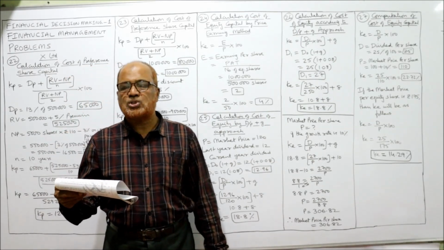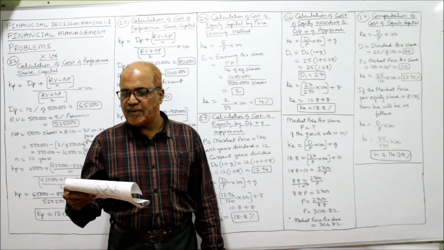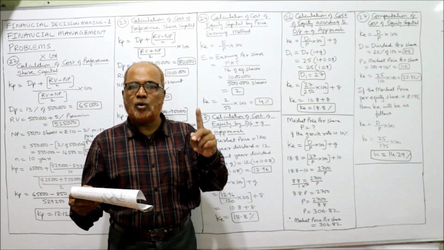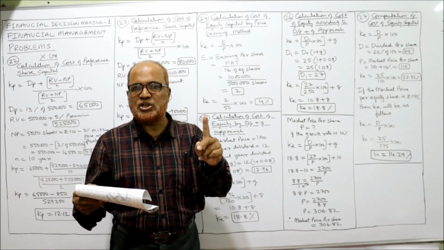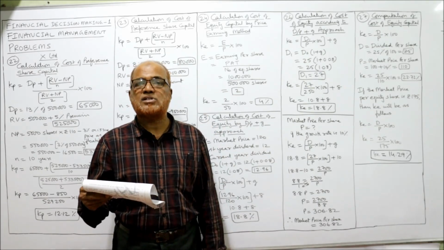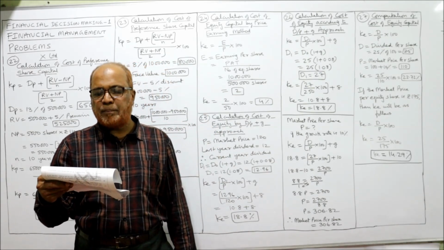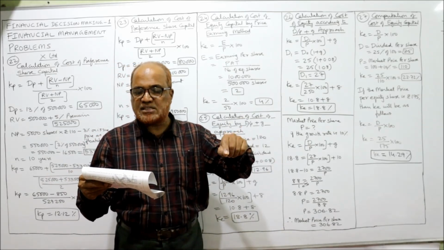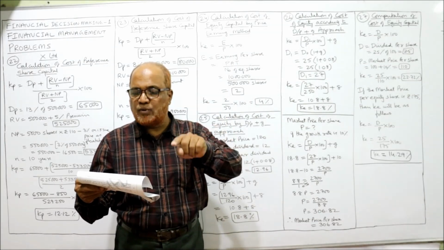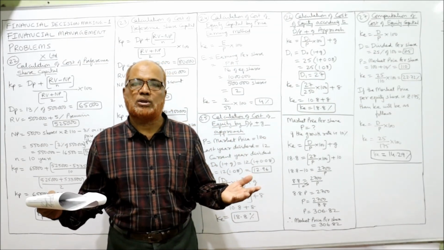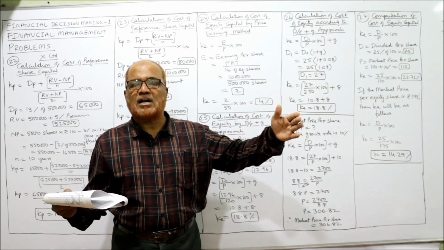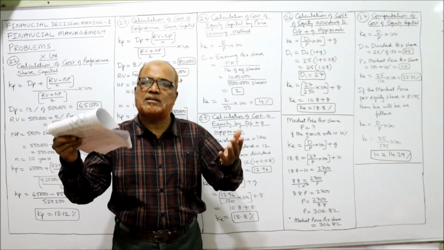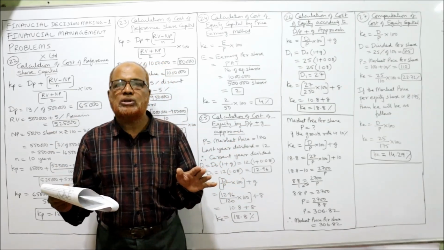A company issues 10,000 equity shares of 100 each at a premium of 10%. The company is issuing 100 rupee equity shares at 110 rupees, a 10% premium. The company has been paying 25% dividend to equity shareholders for the past 5 years and expects to maintain the same in future also. That means there is no growth. Last 5 years the company is paying the dividend at 25% and in future also it is expecting the same 25%. No growth at all.